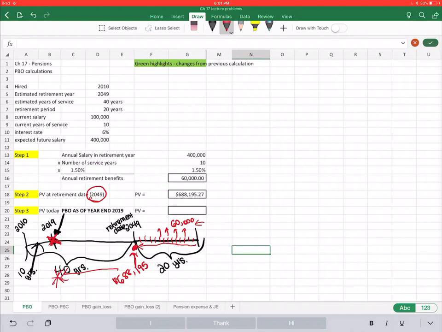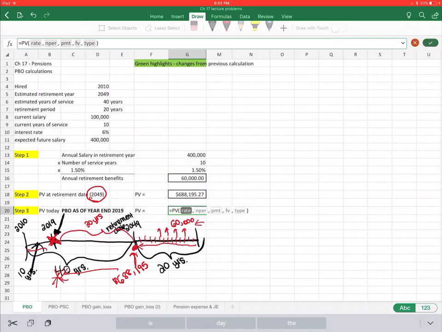So again, we're going to use a present value formula, equals PV, but now we're saying, okay, there is a 30-year period. If we worked for 10 years, but there was a total service life of 40 years, then this amount here is 30 years. 30 years is the time gap that we have now. We need to bring this $688,195 back 30 years. We're going to do that with another equals PV formula. My rate is still 6%. My number of periods now is going to be 30.